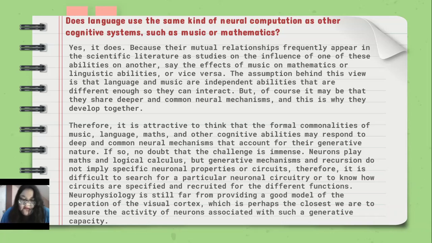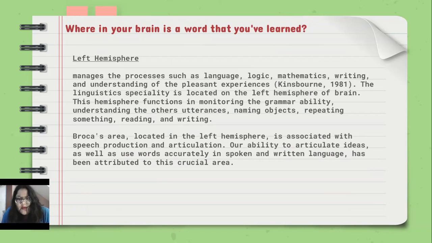Neuropsychology is still far from providing a good model of the operations of the visual cortex, which is perhaps the closest we are to measuring the activity of neurons associated with such a generative capacity. Where in your brain is a word that you've learned?